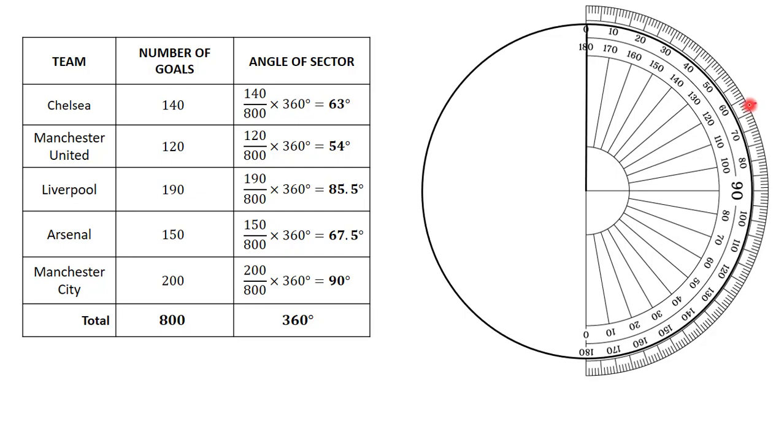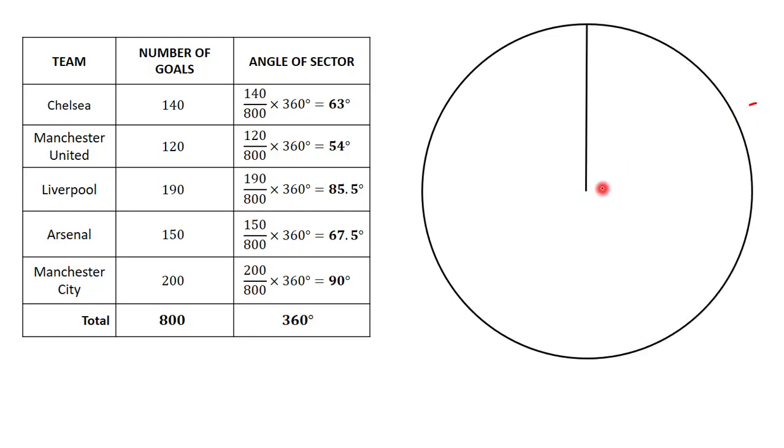You make a mark there. After that, you take the protractor off. Then you join the center of the circle to the mark that you have made using a ruler. Then you draw a line from the center of the circle to the circumference. That will give us our 63 degree angle, and this sector is for Chelsea.